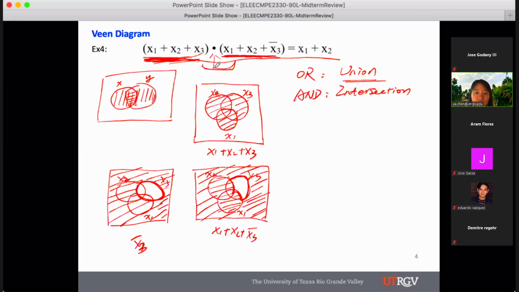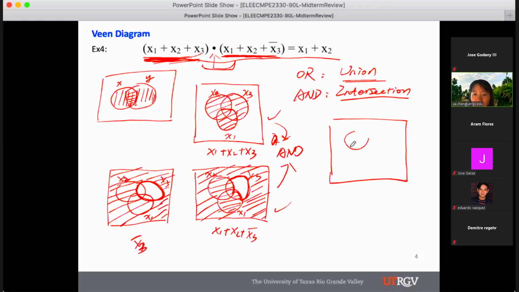Okay, then the last step is this one and this one, right? That's the end. End means, remember, end means intersection. Then I need to find the intersection of this one and this one, okay? So I need to say what's the common area. Intersection means common area. What's the common area? Let's say you have x2, x1, and x3.